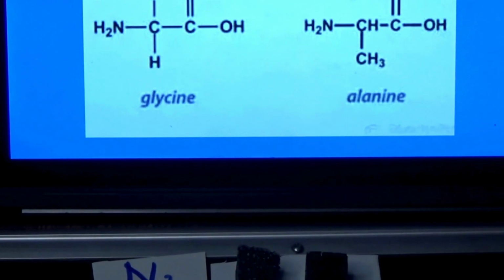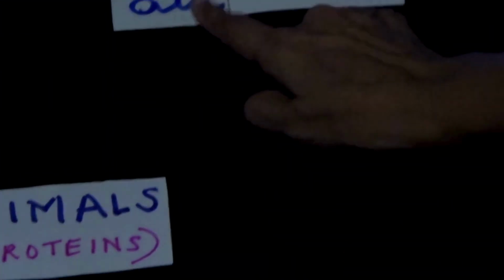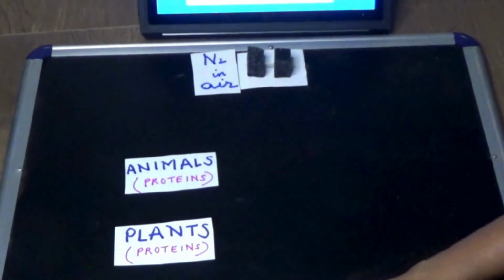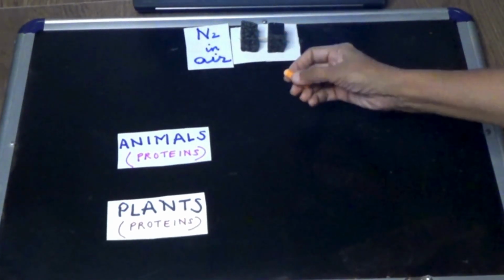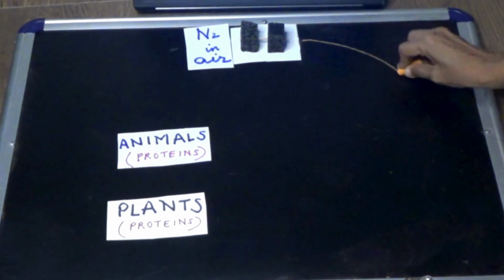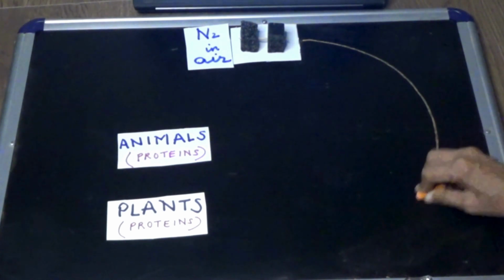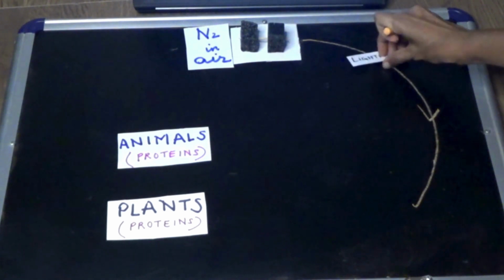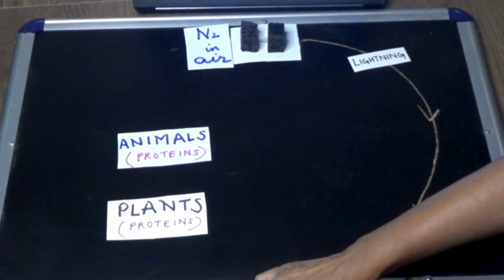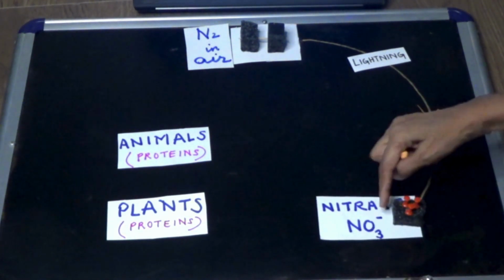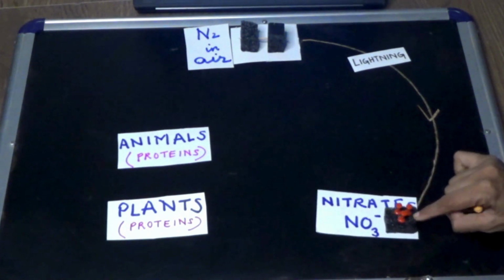So how does nitrogen reach into the bodies to build amino acids and then proteins? It cannot be taken directly from air because it's a very inert gas. So there are some other methods which make it reach our bodies. One method which actually brings nitrogen into the soil is lightning. This free nitrogen in air is converted to nitrate because of lightning, nitrate ions, which is one nitrogen and three oxygens with a negative charge.